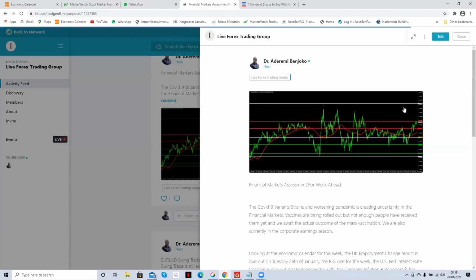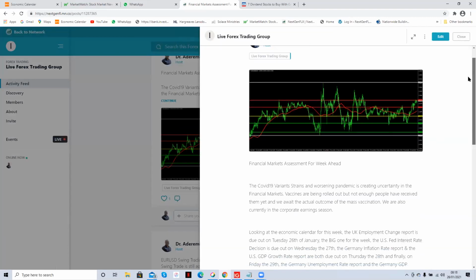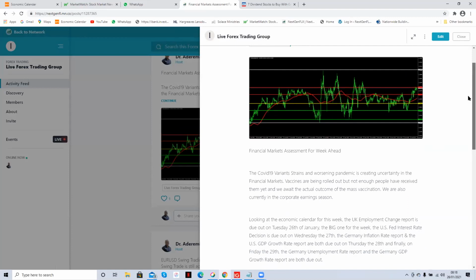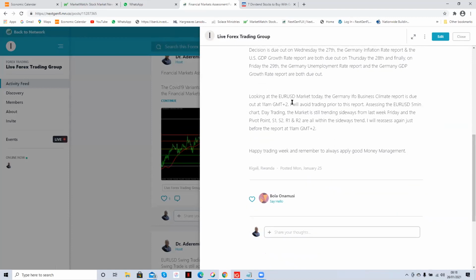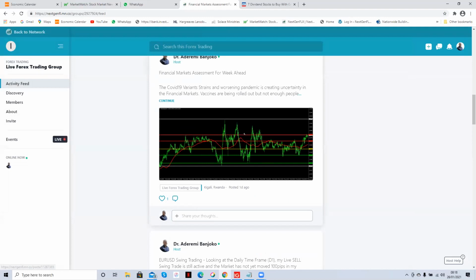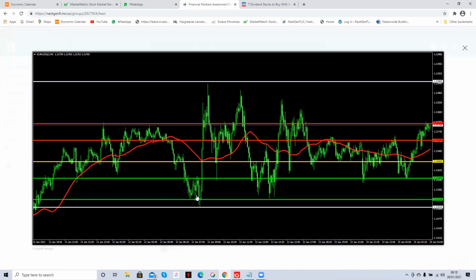So yesterday, when I sent out the post, you can see when we're looking at the sideways trend, like we said, looking at the market today, the market was still trending sideways from last week, Friday. So because the market was still trending sideways from last week, Friday, we still used it. So like I said, the market is a continuum. Even till today, from Friday till today, if it was still trending sideways between these two white lines, we will still call it the sideways trend.